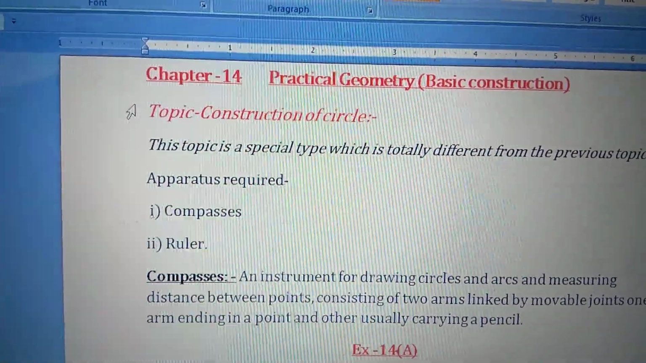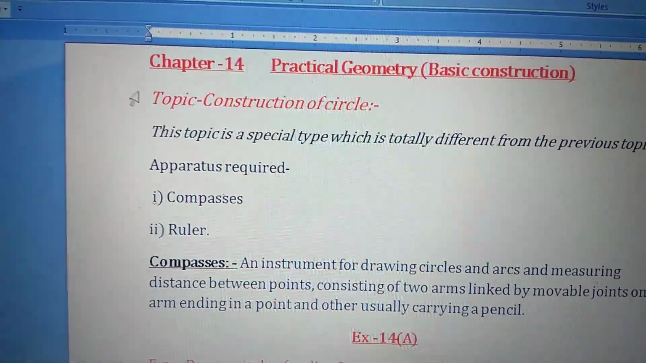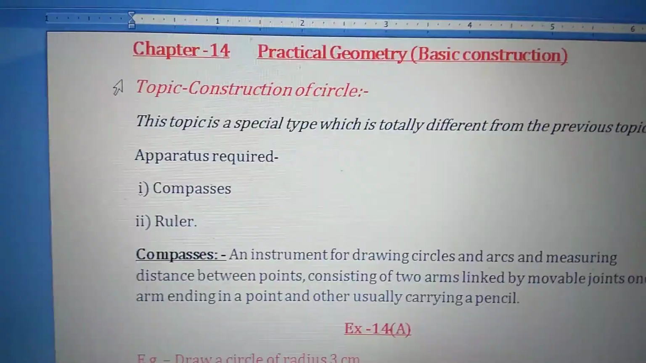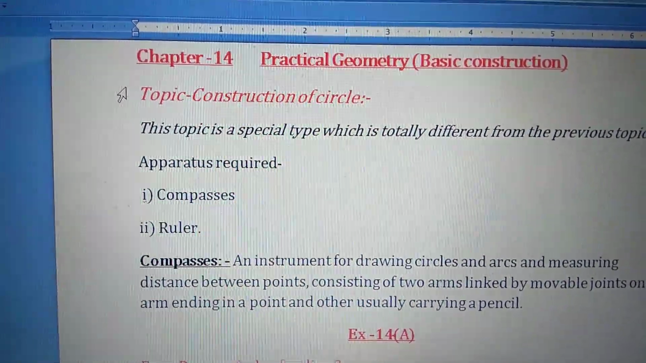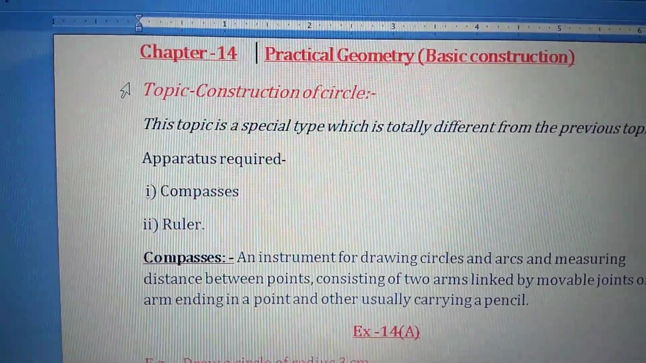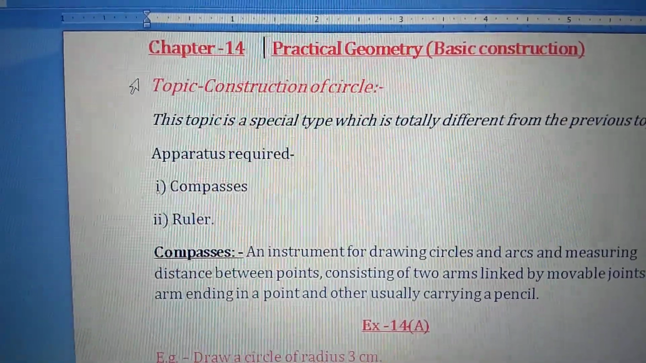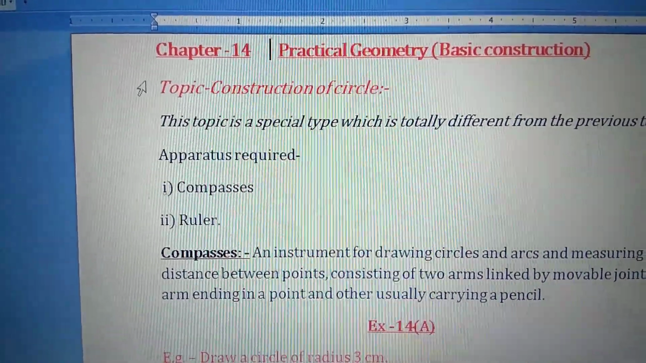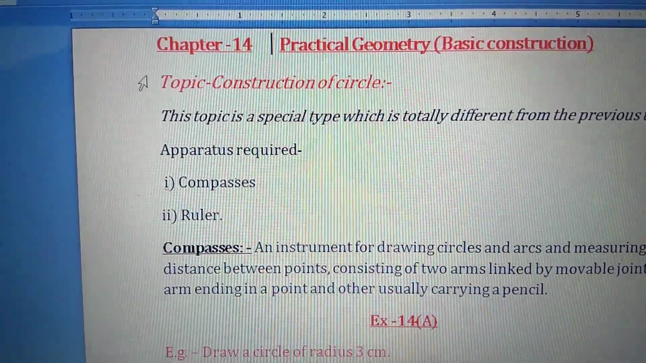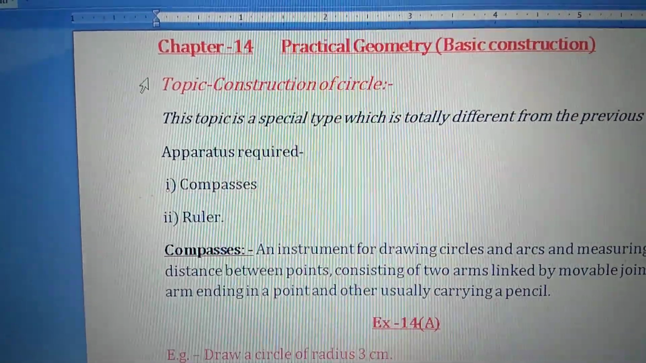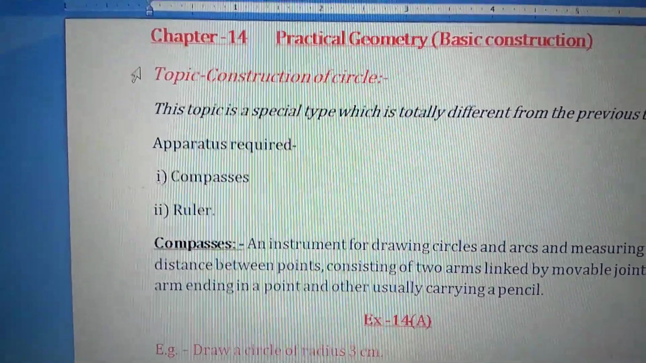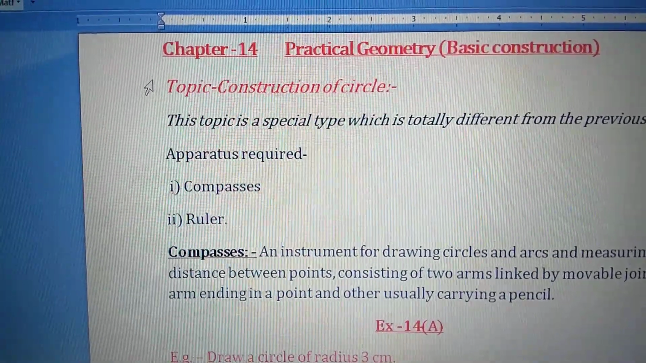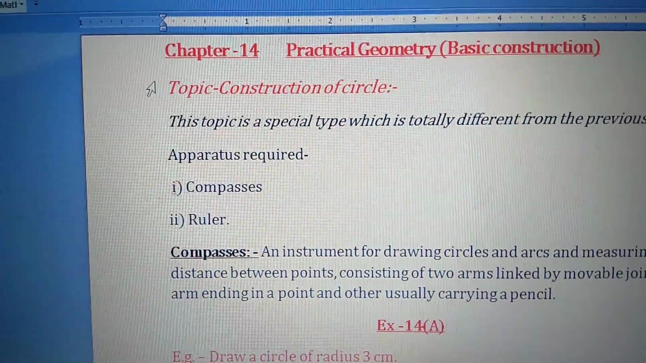This is chapter 14 of your book named Practical Geometry, meaning basic construction. Construction means we have to construct. There is a vast difference between drawing and construction. Drawing means you can draw freehand using hand only, meaning no apparatus is used. But when the word construction is mentioned, then you have to use certain apparatus to draw them, to prepare them.